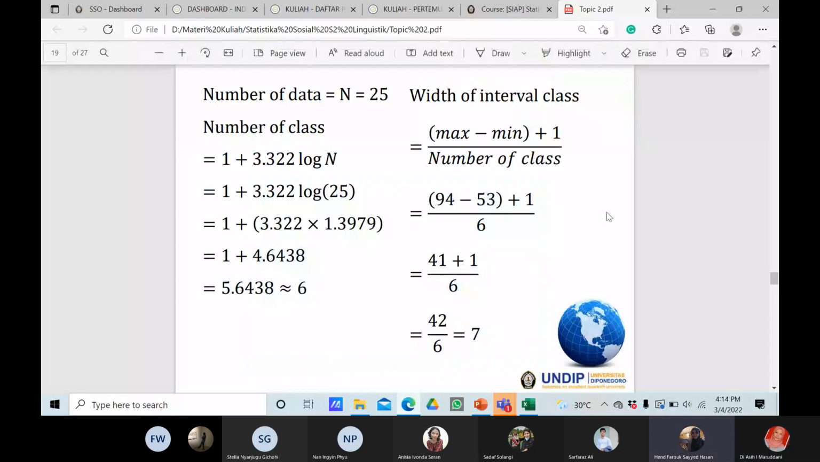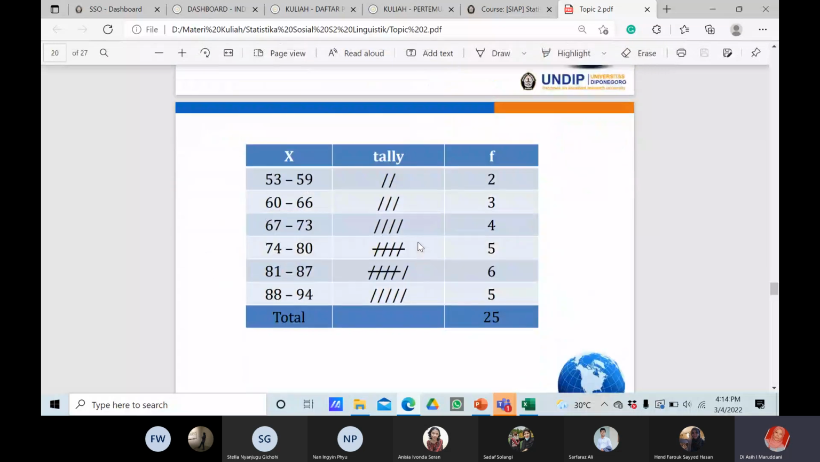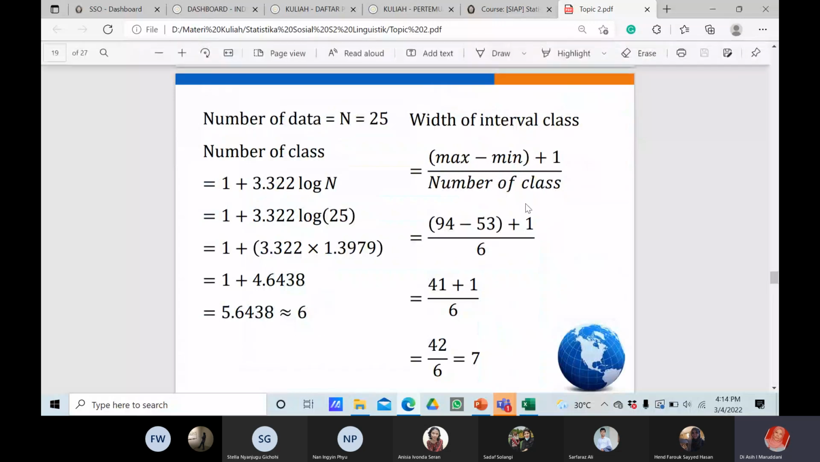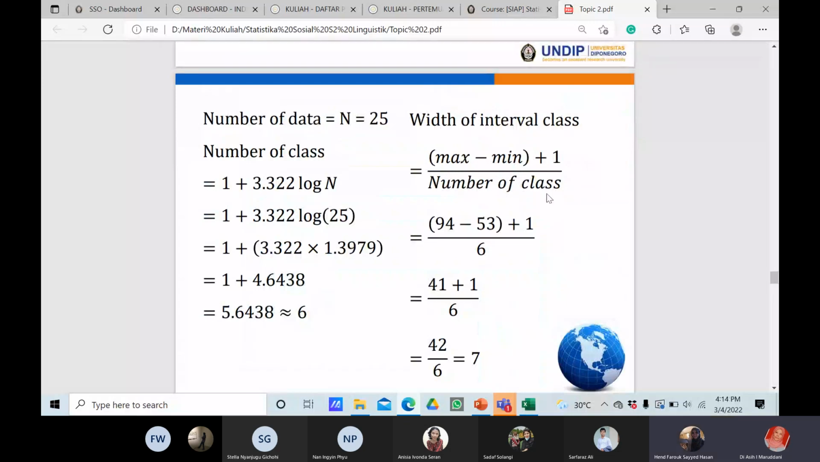What do you mean by number of class? Number of class is this. This is the number of class: 1, 2, 3, 4, 5, 6. Because we counted before that the number of class with this formula produces 6. Then the number of class to calculate width of interval class should be 6. Oh yes, so it depends on the calculation that we should memorize. Okay, got it. Thank you.